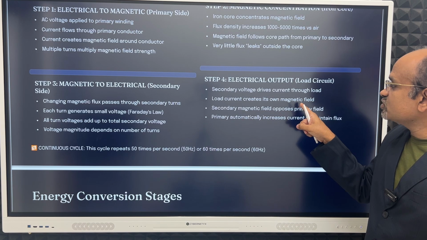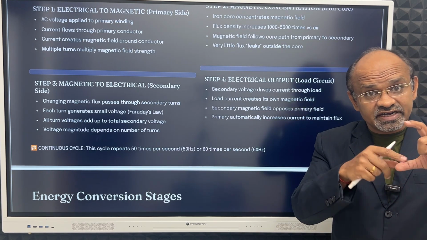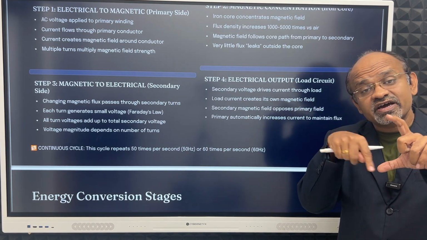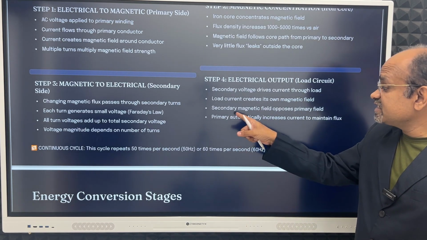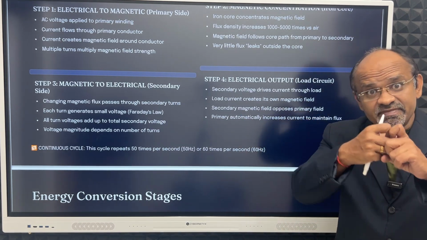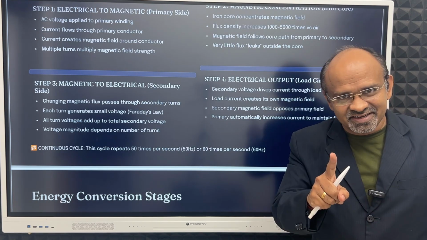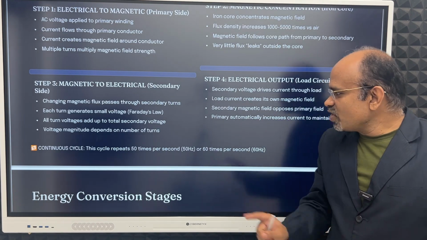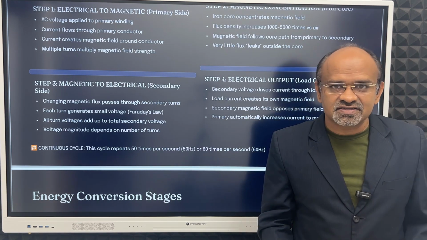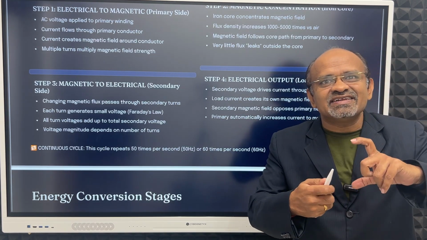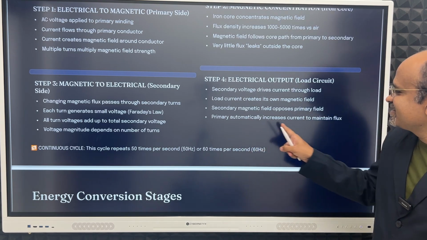Load current creates its own magnetic field. Whatever current is flowing, it will create its own magnetic field. And the secondary magnetic field will oppose the primary magnetic field. But it is very smart. What happens? The primary automatically increases current to maintain flux. It will become stronger, and that is how the current will increase.